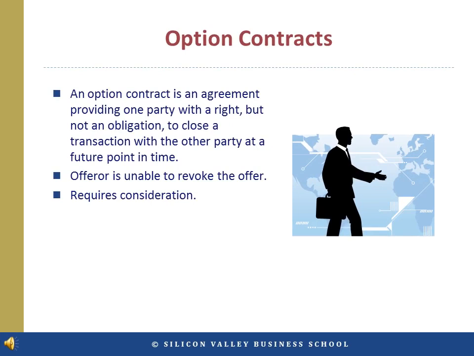An option contract is an agreement providing one party with a right, but not an obligation, to close a transaction with the other party at a future point in time. An option contract is a type of contract that protects an offeree from an offeror's ability to revoke the contract.